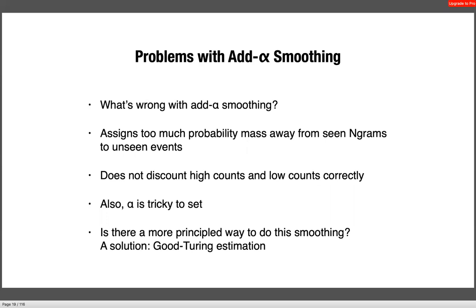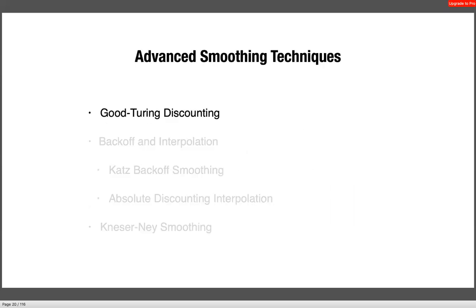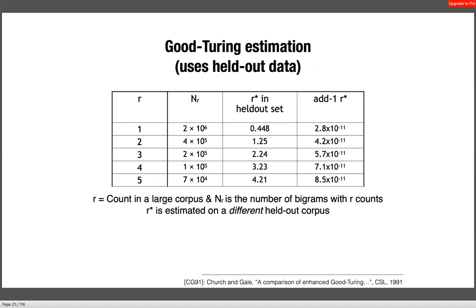So the first proposal is the Good Turing discounting scheme, which was proposed many decades back, but it's quite an elegant scheme. So before I even describe how Good Turing estimation works, here's a table. In the first column, R is the count of tokens in a large corpus. So here 1, 2, and so on means a particular token appears once, appears twice, and so on. N_R is the number of bigrams with R counts.